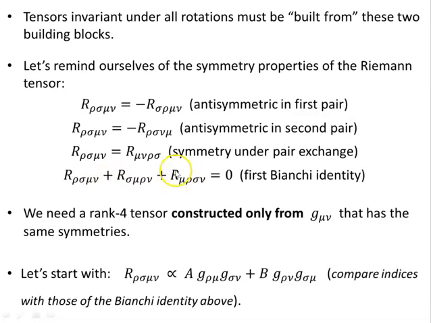And well, that's going to help us in working out the form of this, as you'll see with the indices, working out the form of the indices in this expression for a maximally symmetric space. So what we need, as I pointed out on slide 2 here, we need a rank 4 tensor constructed only from the metric that has the same symmetries as these. All right. So let's start with something like this first one here. R_{ρσμν} proportional to this object here.